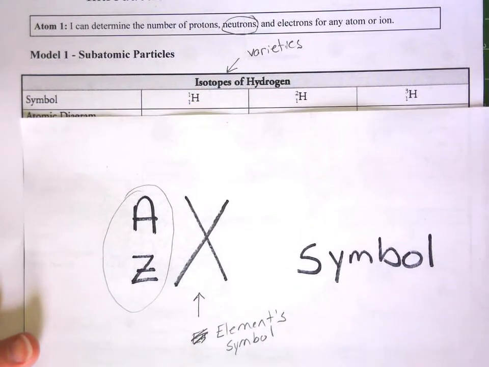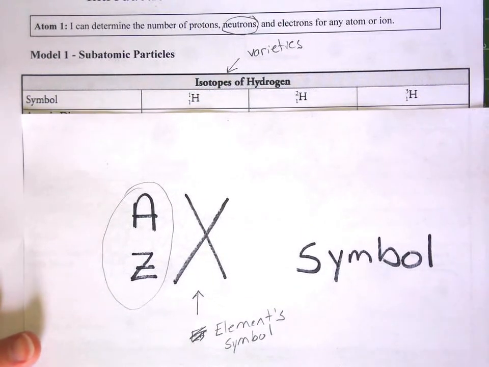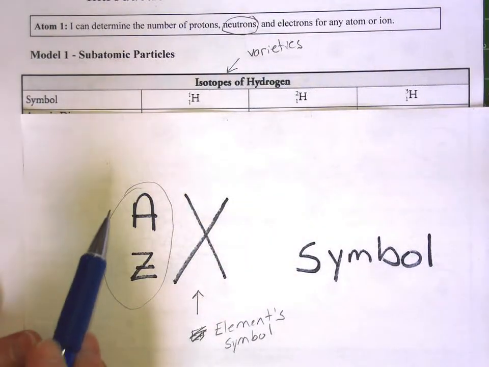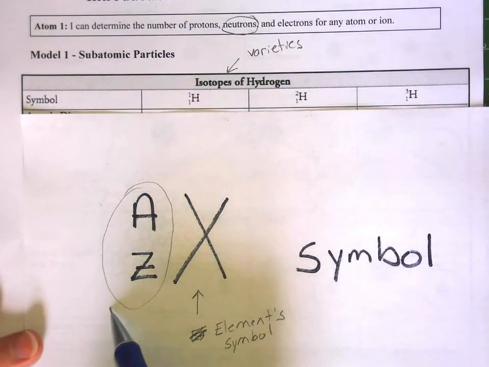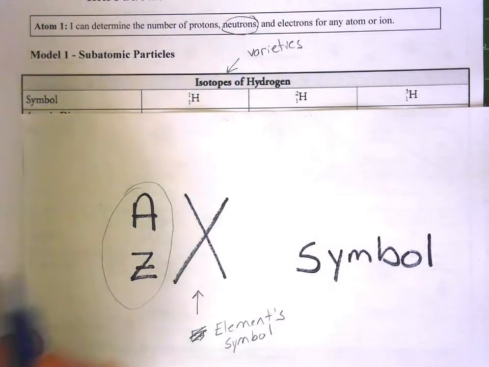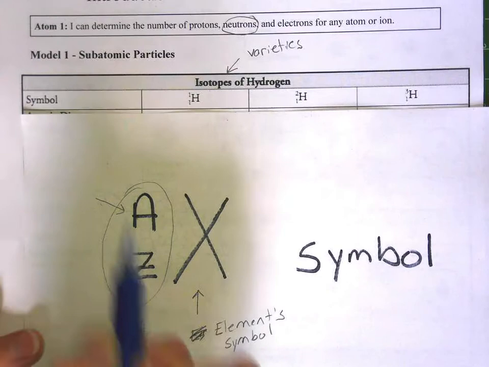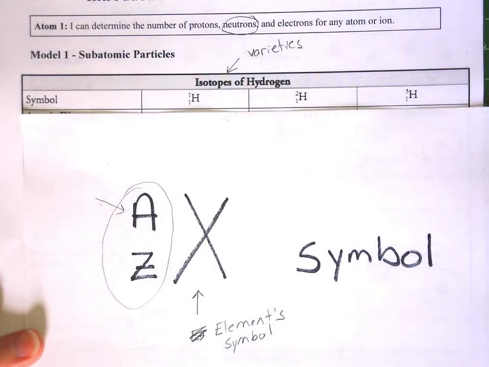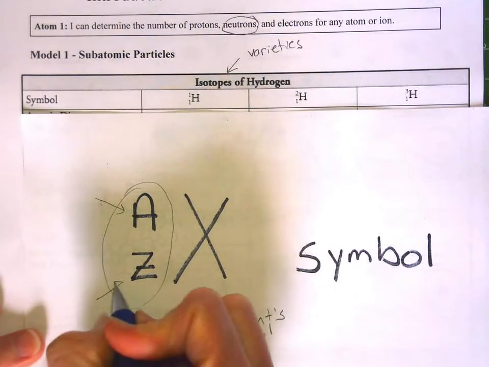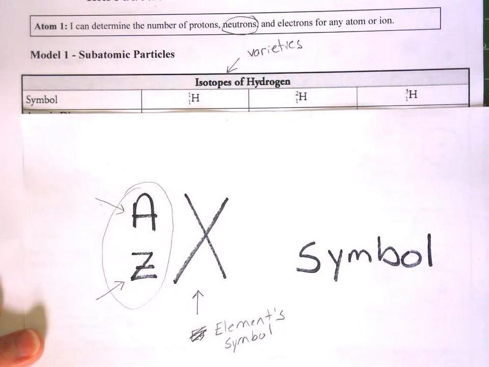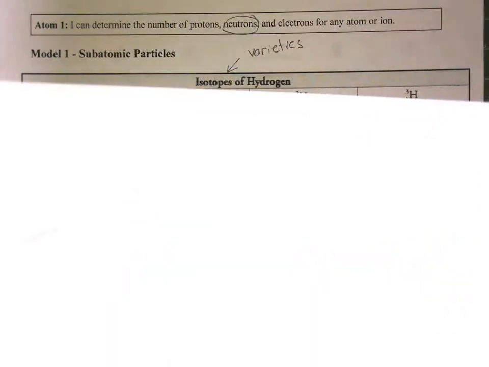So if we look at our AZX symbols for hydrogen, you can see that we have something up here in the A and something down here in the Z position. One of the purposes of this activity is to have you discover the significance of A, the significance of Z, and how knowing the values of A and Z tells you the number of protons and the number of neutrons present in an atom.